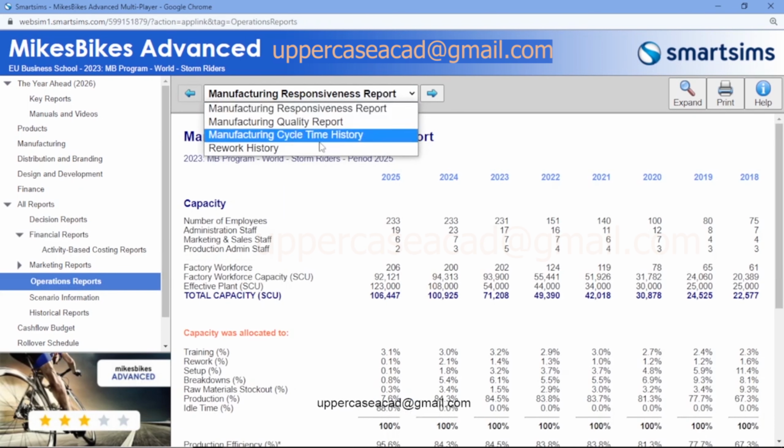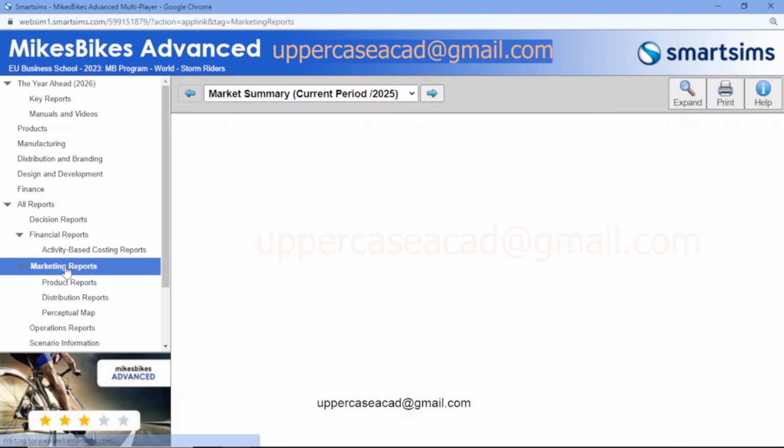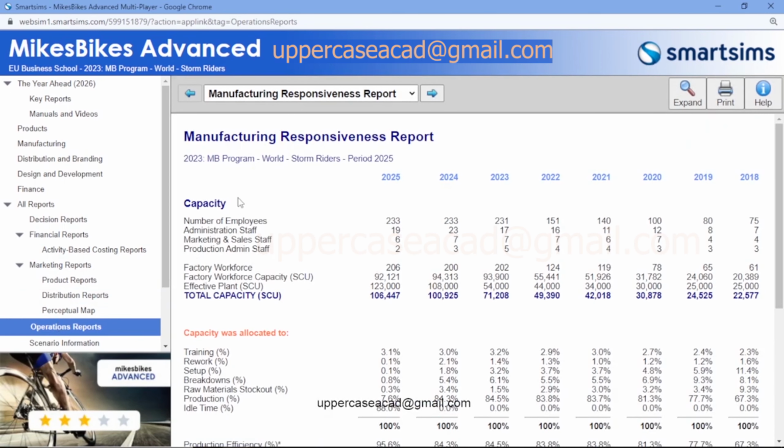The next one is the operation reports. Under the all reports segment, you click the tab, and you'll have the marketing report. Not under the marketing reports, just below it you'll have the operation report.